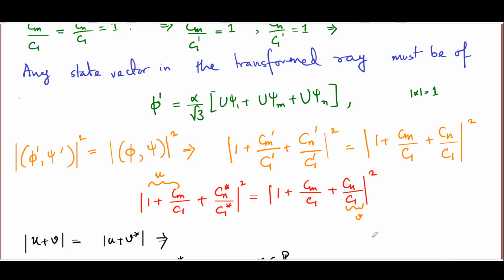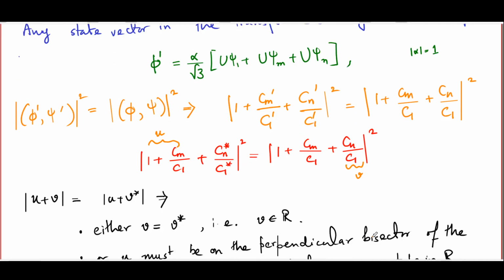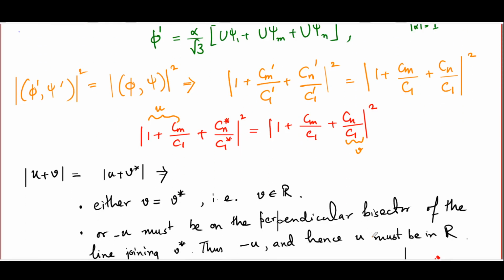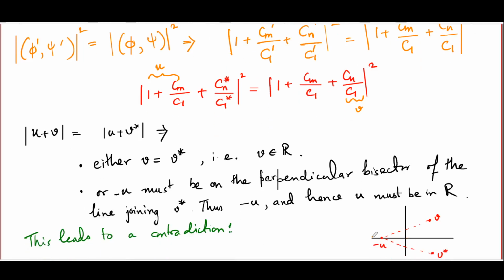One, the more obvious one, is where v is real, in which case, of course, both sides are exactly the same. The other case can happen if v and v star are two different points on the complex plane. Then minus u, whose distance from v and v star both sides of this equation actually denote, must be equidistant from v and v star, and therefore it must be on the perpendicular bisector of the line joining v with v star. And this means that minus u, and hence u, must be on the real axis, which of course is a contradiction because we started out with the assumption that neither of the two ratios involved are actually real.